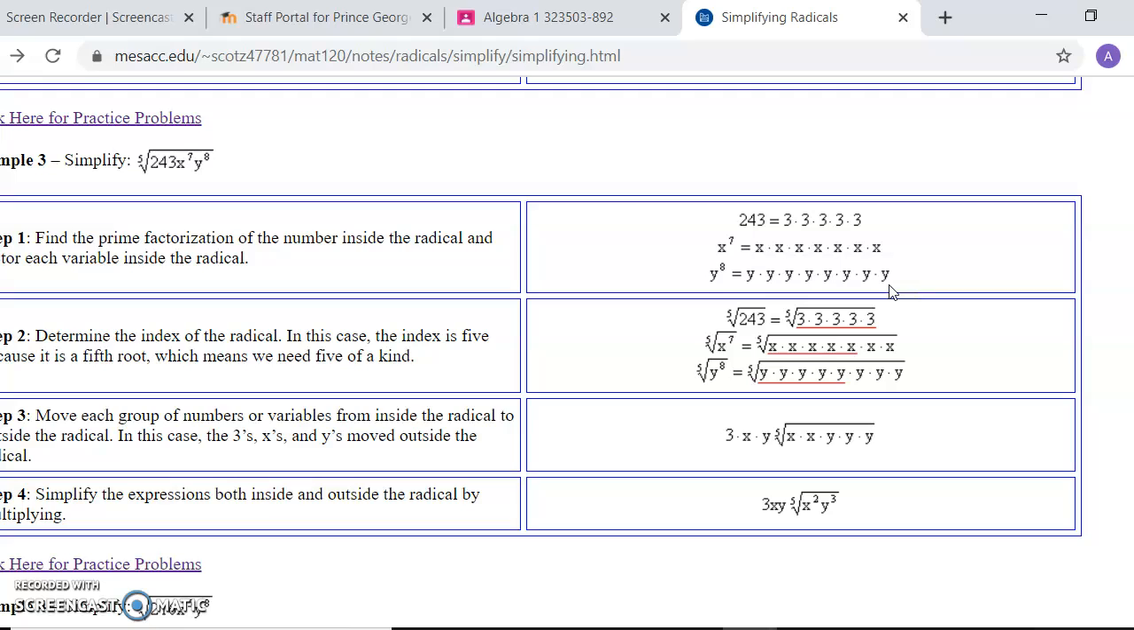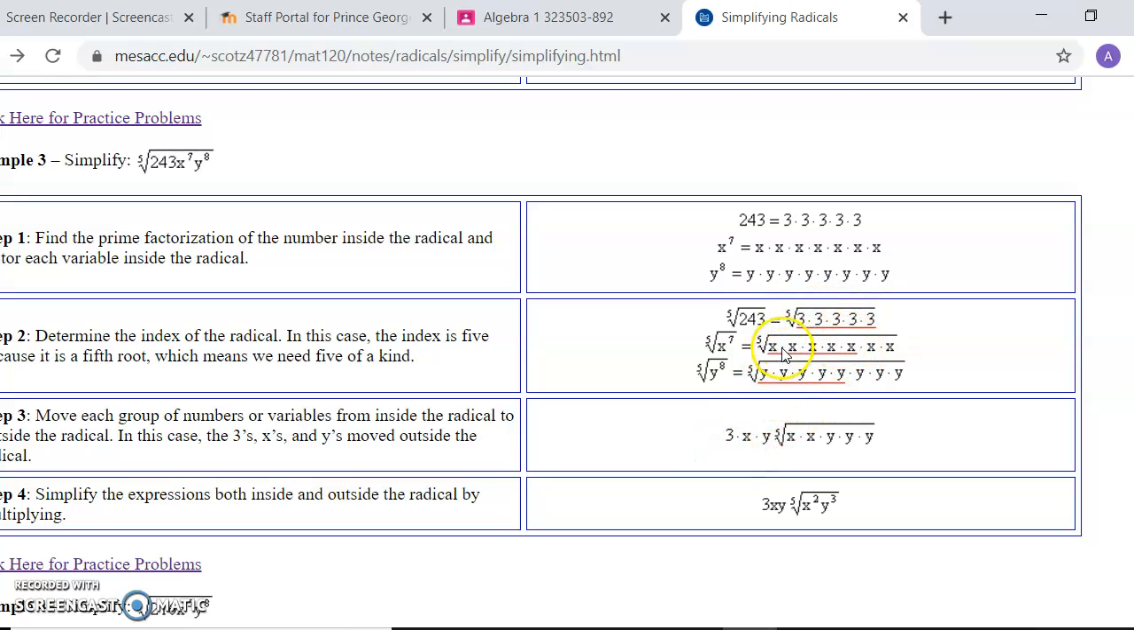Okay, so step number 2, determine the index of the radical. In this case, the index is 5 because of the fifth root, which means that we need 5 of a kind. Move each group of the numbers or variables from inside the radical to outside the radical. In this case, it will be the 3's, as you can see here, because the fifth root of 3 to the 5th power comes out to be 3.